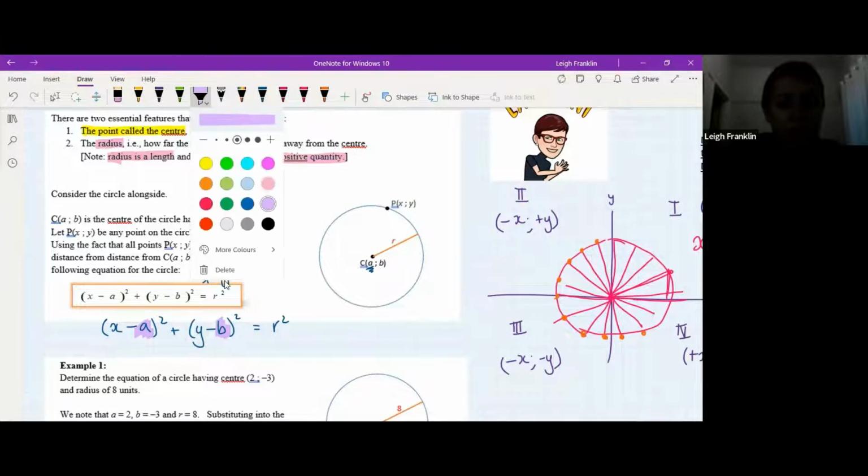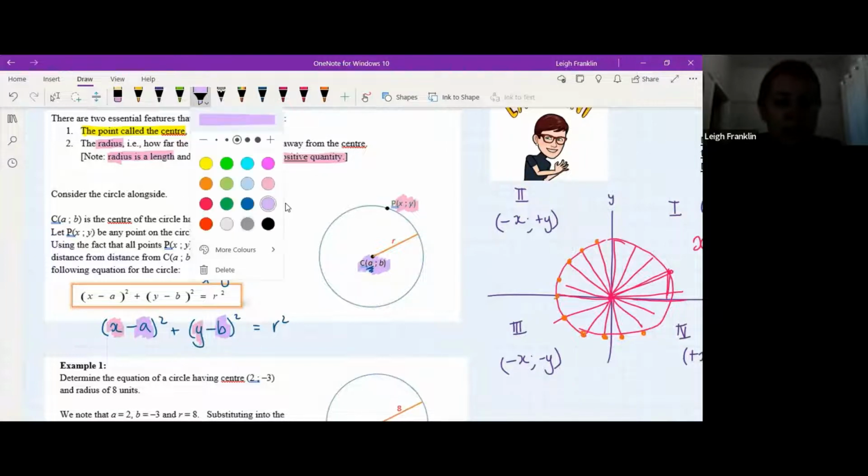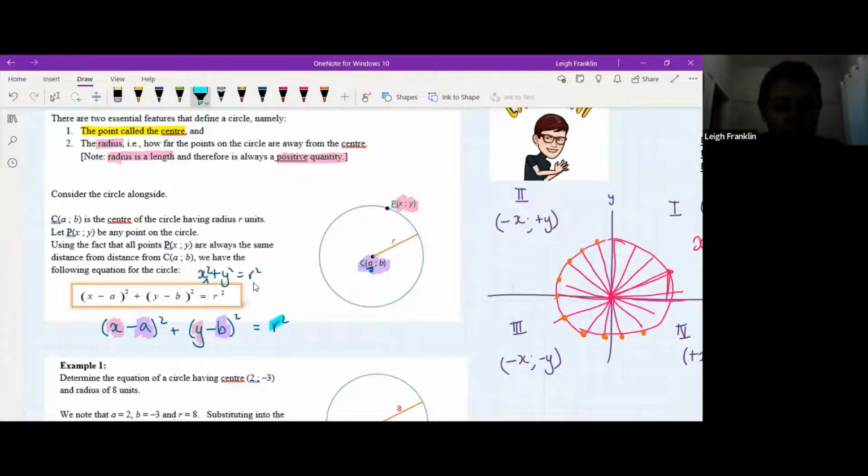Like at point P, for example, points that lie on the circumference of the circle. a and b, I don't know if you can see the difference in the pink and the purple. It's a little bit light. If I just highlight that purple, there's your b and your a. And then the quantity that is defined on the right-hand side is r squared. That is the length of the radius multiplied by itself. So r squared. Very important that we don't forget that.